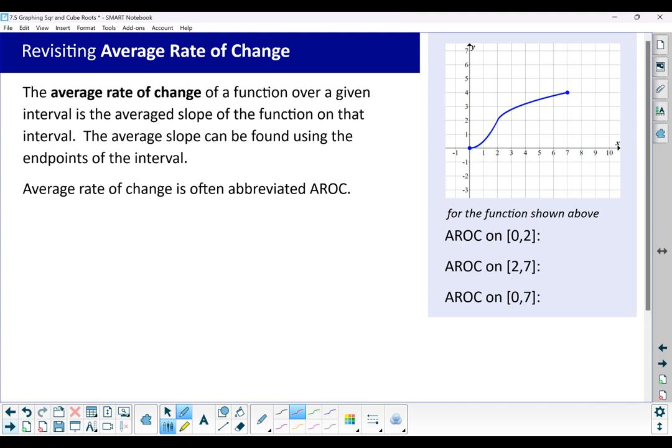Okay, the last little thing I want to talk about is revisiting average rate of change. We talked about average rate of change before. Average rate of change is if you averaged the slope of the function over a specific interval, and we found it using the endpoints of that interval, of the function on that interval. So average rate of change is always specific to a particular interval. So the average rate of change between 0 and 2, we're talking about this.